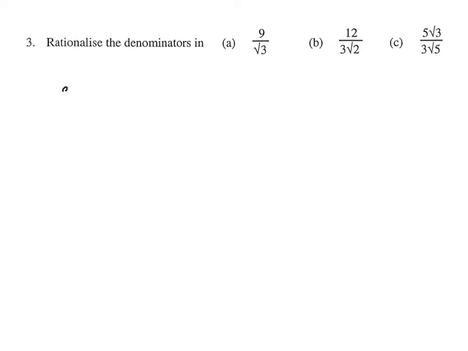Rationalising the denominator, so I have 9 over root 3. I'm going to multiply top and bottom by root 3. That gives me 9 root 3. Now the square root of 3 times the square root of 3 is square root of 9, which is 3. And you'll notice that this 3 cancels out with this 9. So the final answer is 3 root 3 over 1, which is 3 root 3.